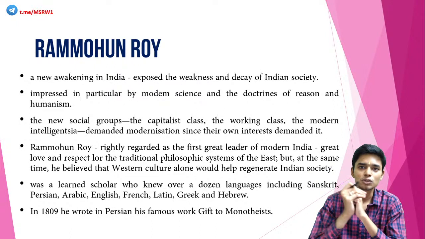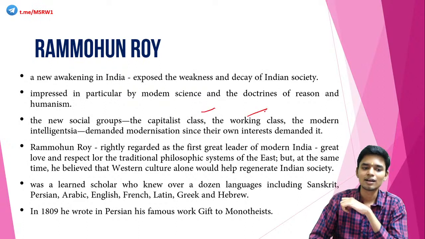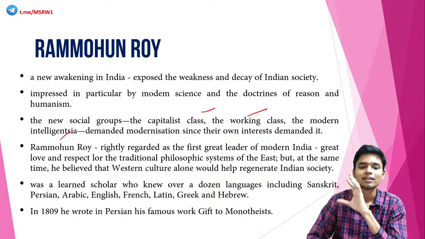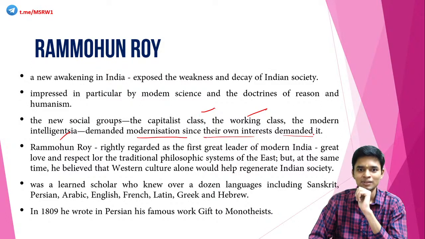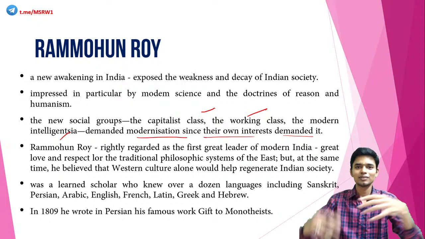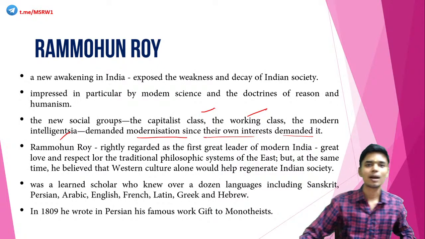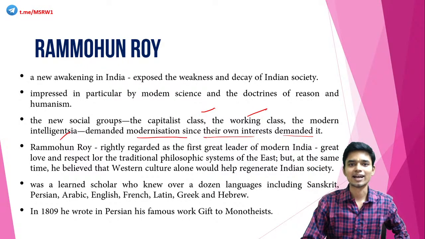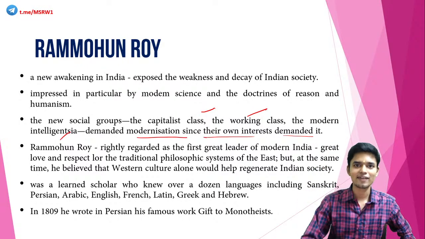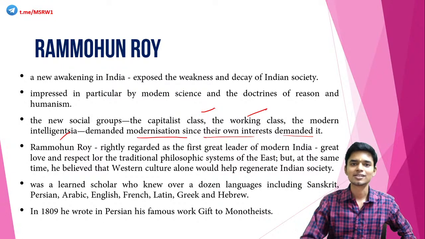New social groups began to come up: the capitalist class, working class, modern intelligentsia, etc. They demanded modernization since their own interests demanded it. Capitalists wanted modernization. Why? To gain more and more market for their capitalist goods, or to establish factories and train people to work in these factories. For that, modern education is necessary.